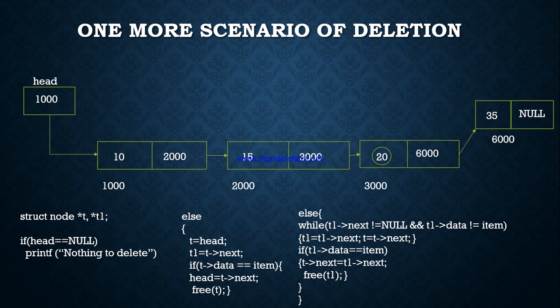So what will be the logic? Here we have taken two traverse pointers, T and T1. Now what is the logic? First, head equals null, nothing to delete. This is similar to what I already discussed in the previous slide. Now else, T equals head. So T equals head, that means T points to the node whose address is stored in the head value, 100.